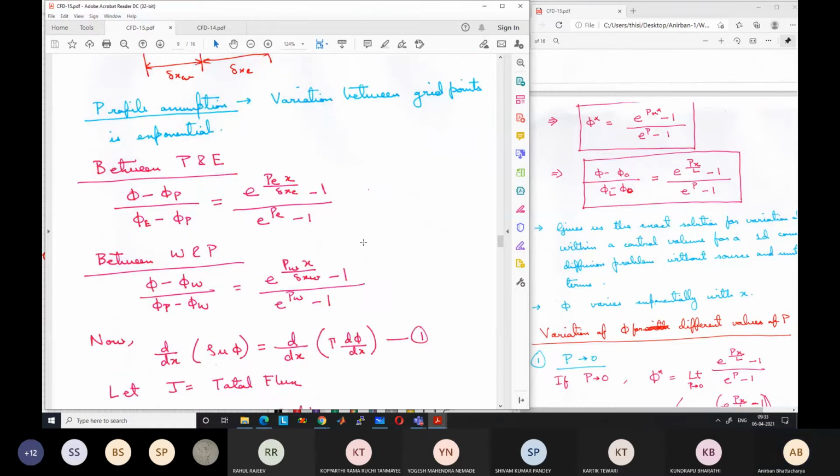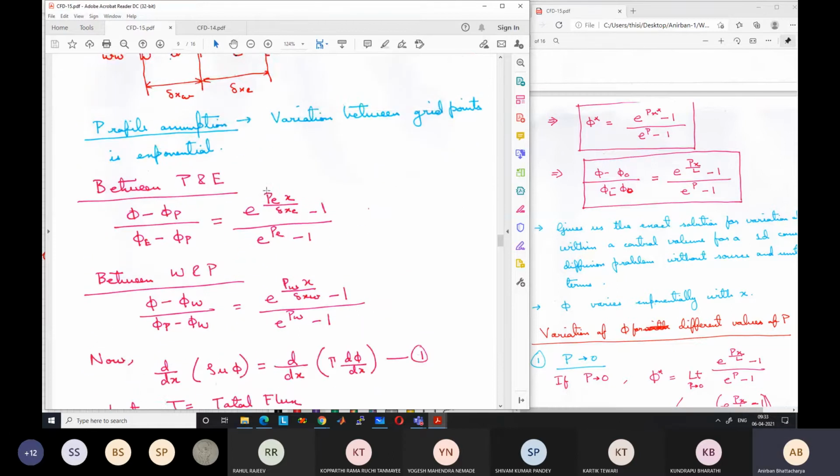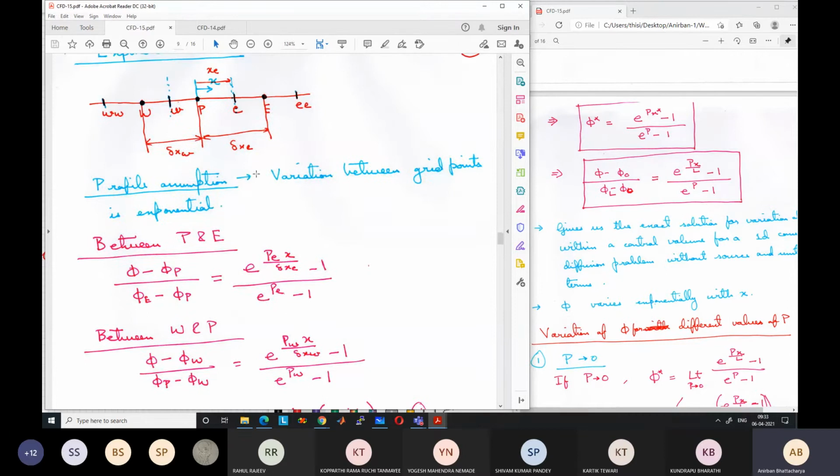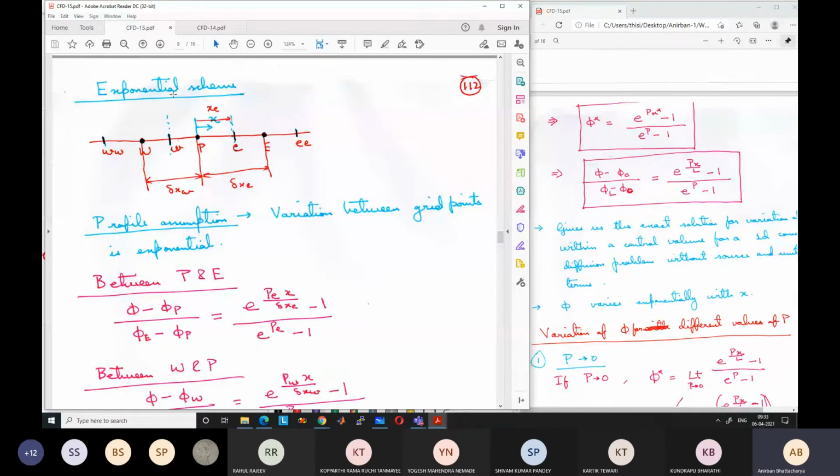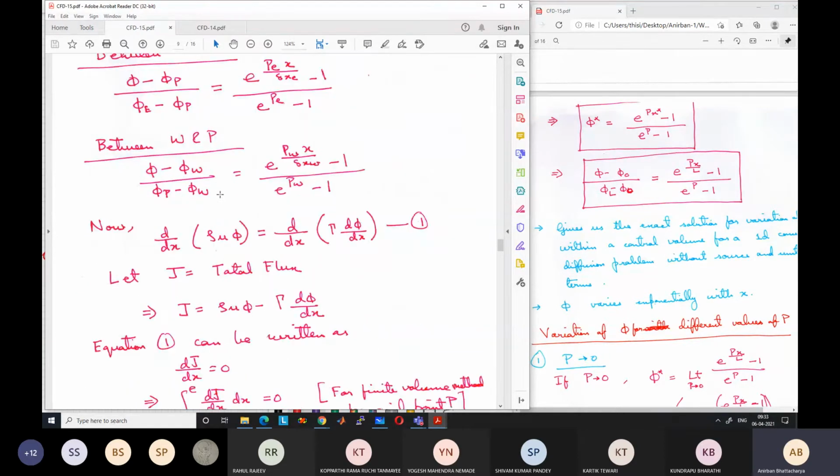So with these two variations, we are now ready to derive our exponential scheme. Because we know the variation from W to P and from P to E, we should be able to find the values at the interfaces small w and small e. Okay. So now let us consider our governing equation.